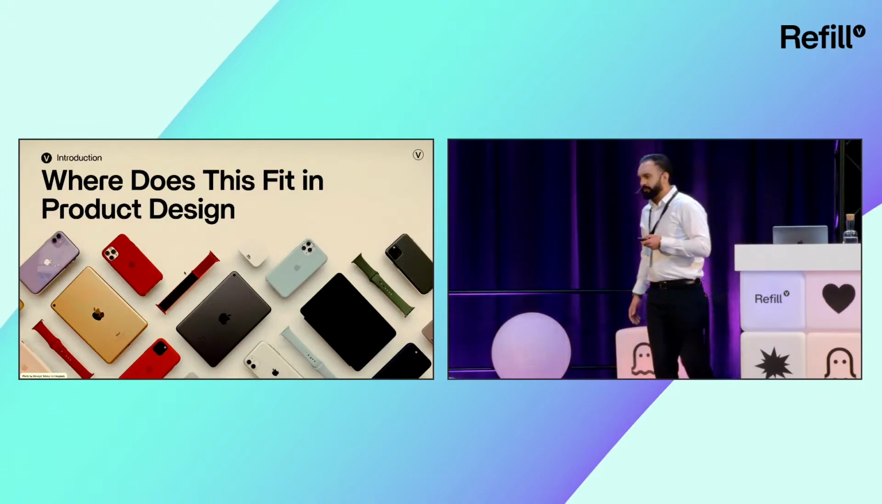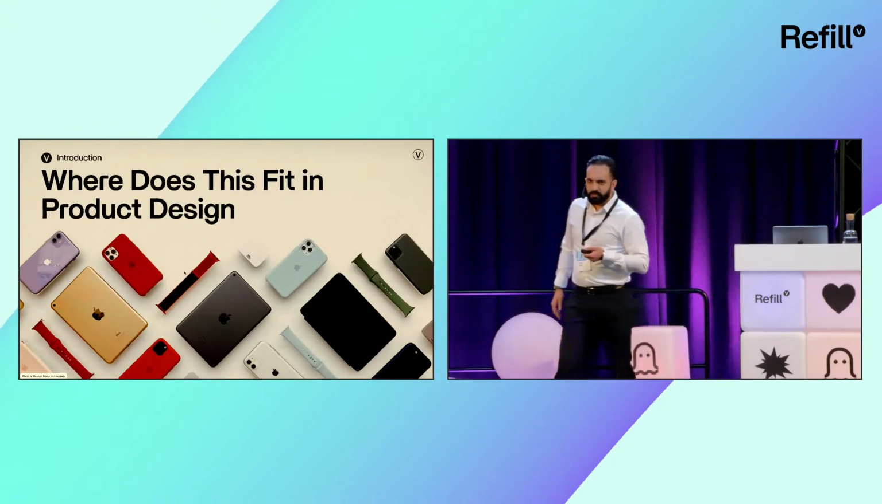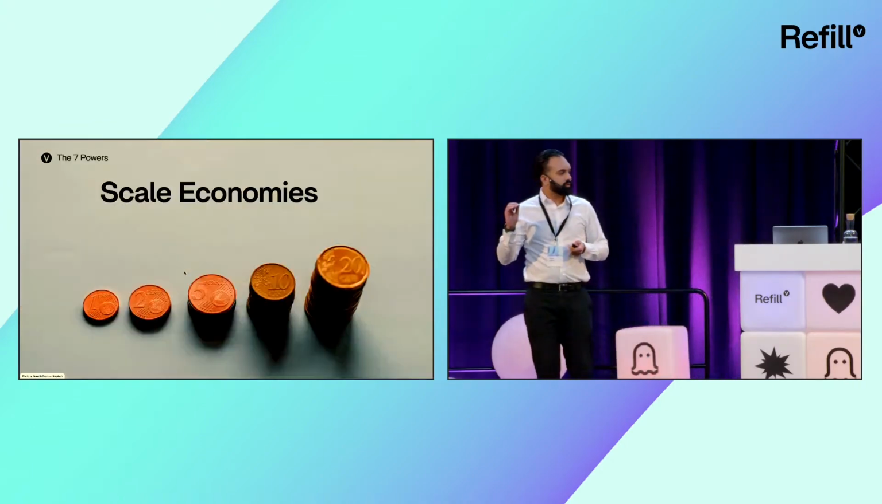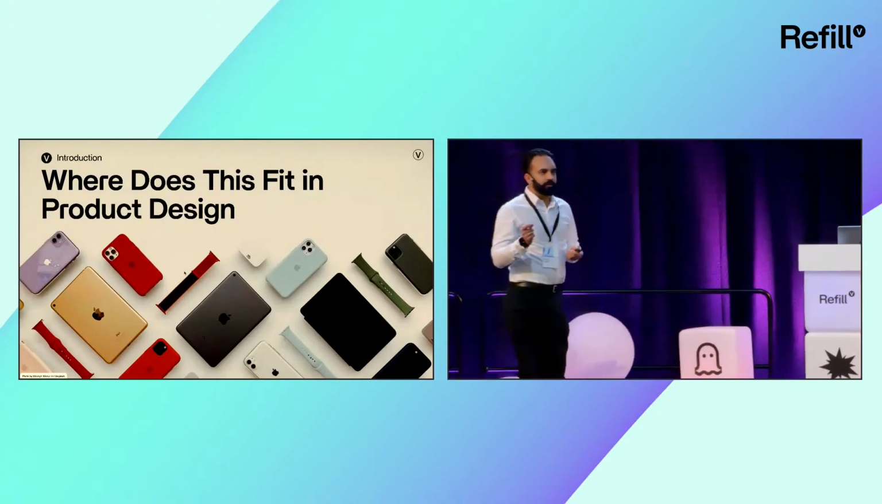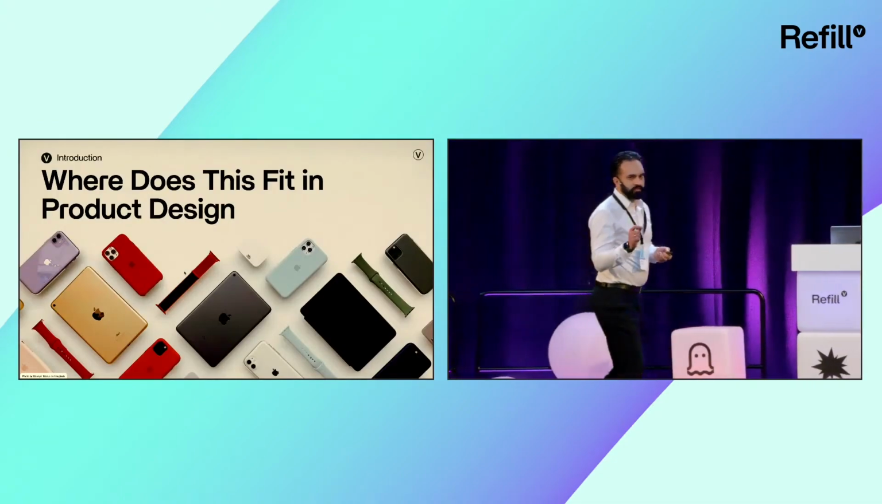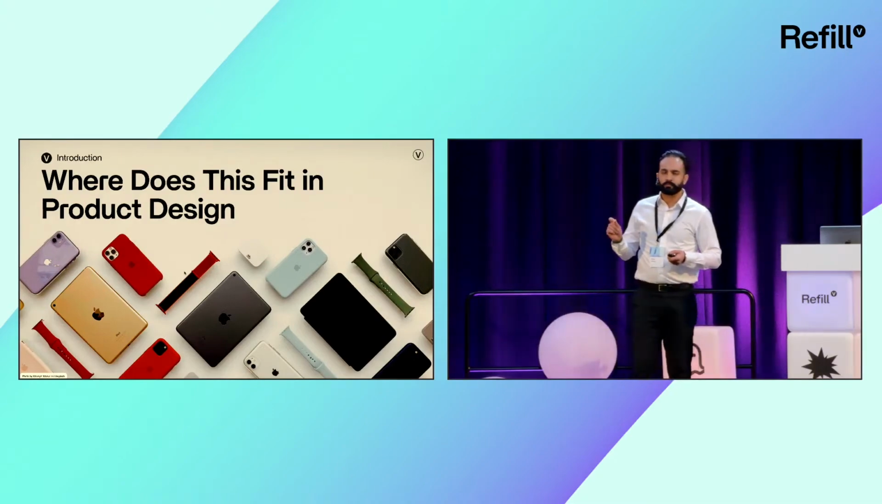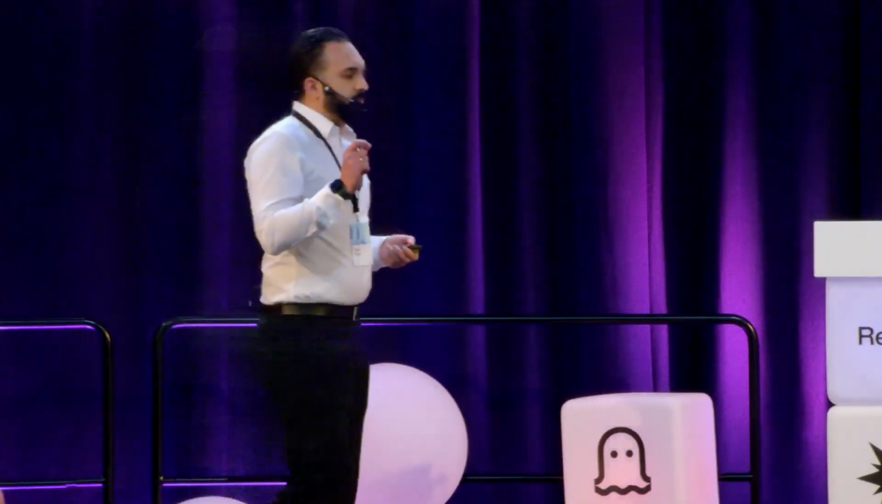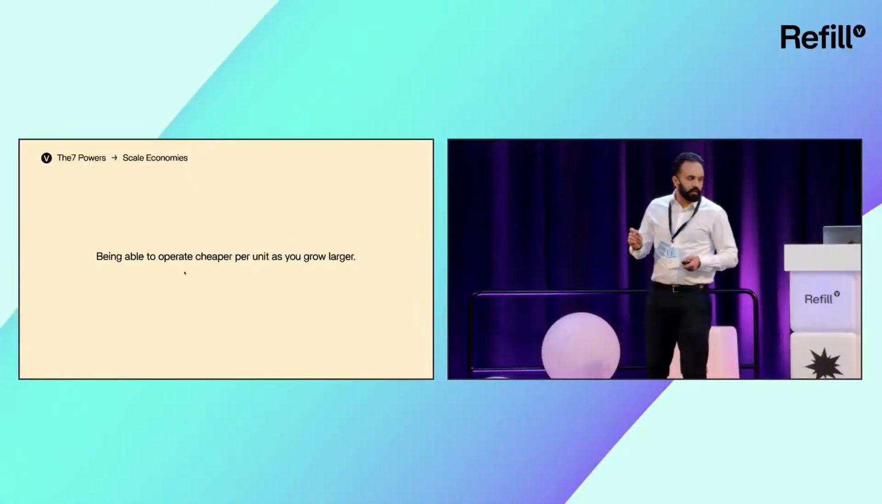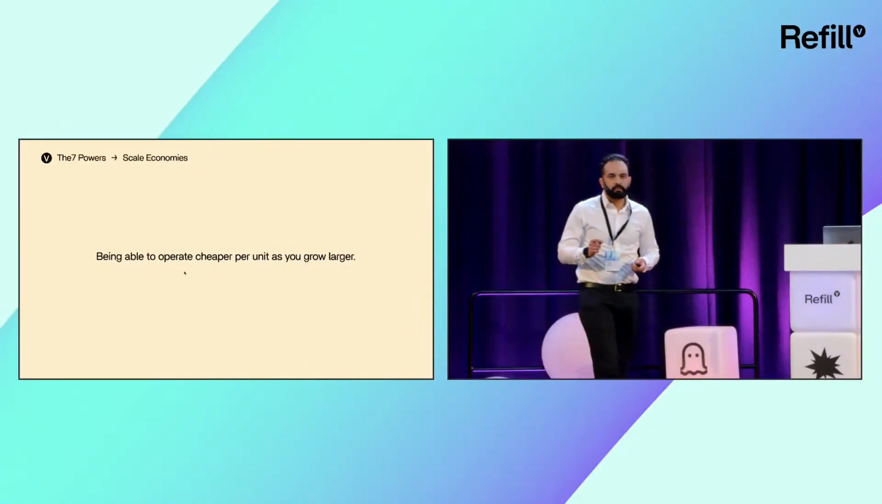Now we are going to explore the 7 powers in depth with examples and how they will be viewed from a design angle. The first one we have is scale economies. It means being able to operate cheaper per unit as you grow larger.